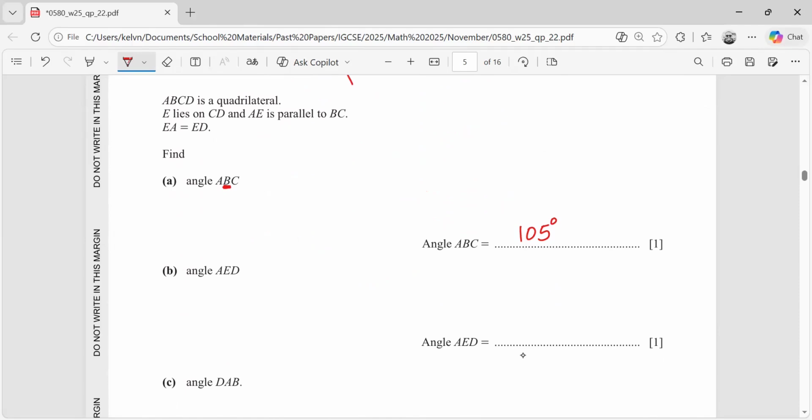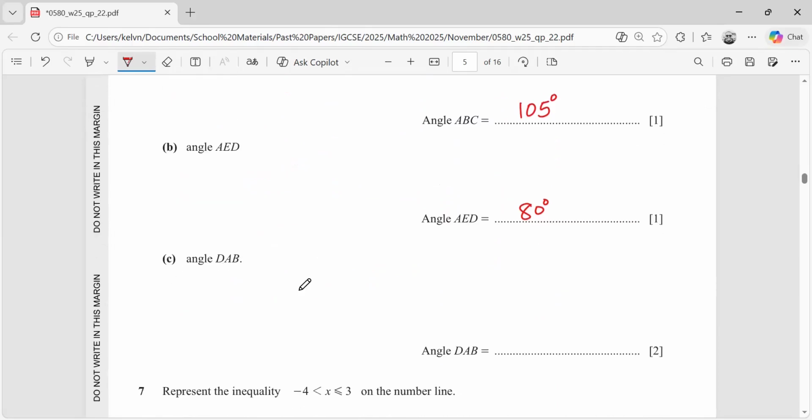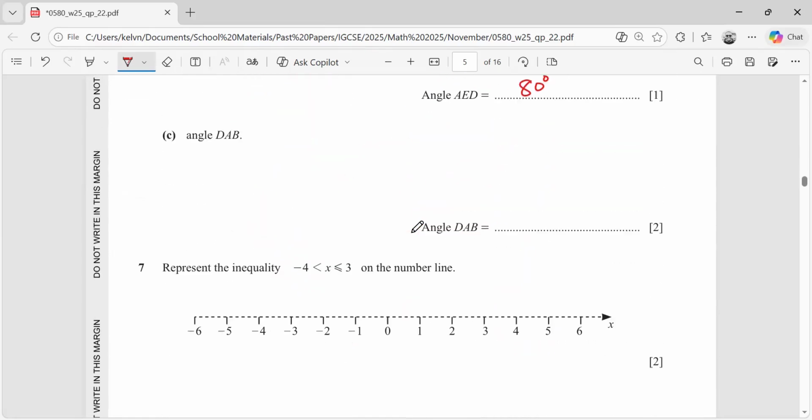So let's see. This one we found out was 80 degrees. The other one was angle DAB. So D is here, A is here, and B. Basically, they are telling us to find this angle here. And of course, you can clearly see it's easy because you have 75 and 50. So that will be 125. So that angle will be 125 degrees. So far so good.